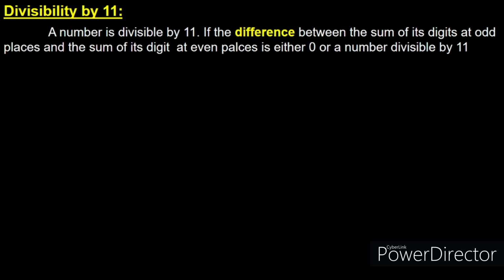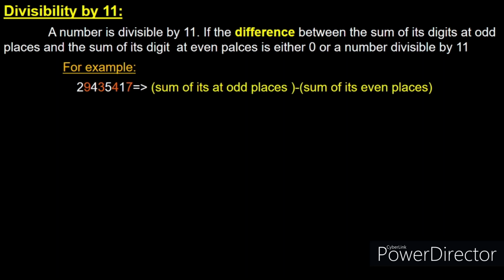Next, here we are going to get a little bit complicated. Divisibility by 11. A number is divisible by 11 if the difference between the sum of its digits at odd places and the sum of its digits at even places is either 0 or a number divisible by 11. Okay, you may not understand the definition properly. Let's see the example so that you can understand easily.